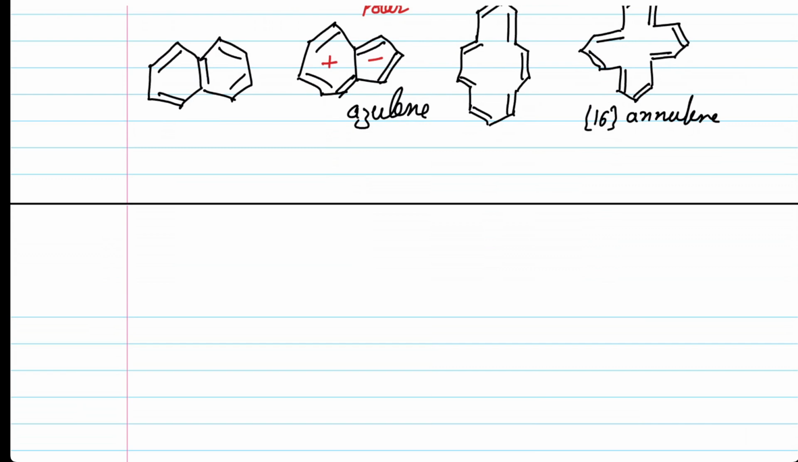It's not a compulsion that we have to have only one or two rings. We could have even more rings. We could have something like anthracene. Anthracene has 3 benzene rings fused together, and this compound is aromatic. There are so many aromatic compounds.